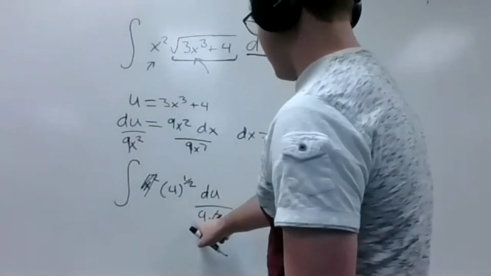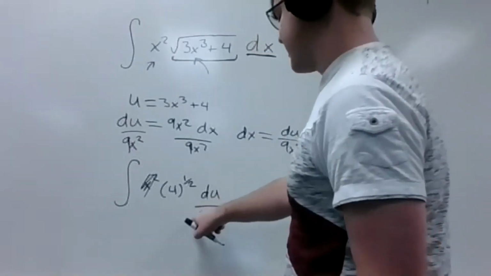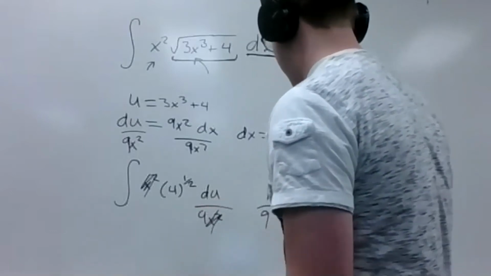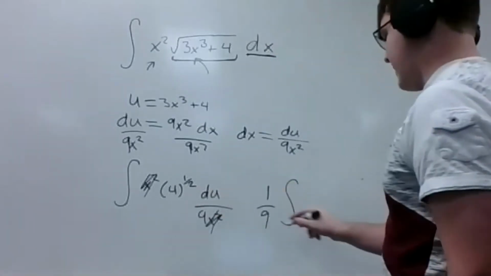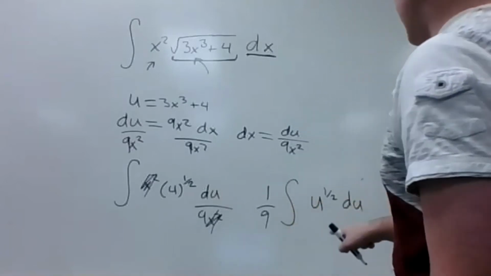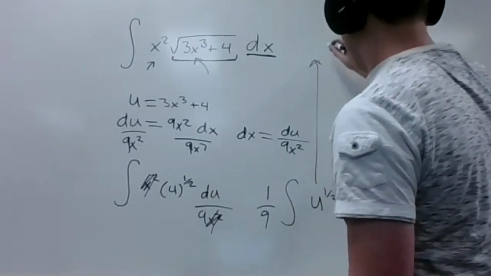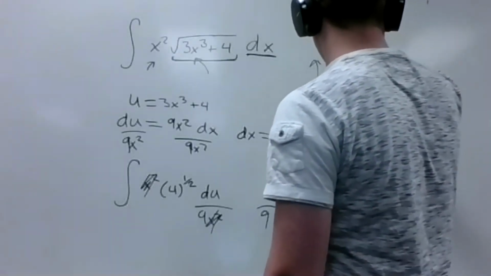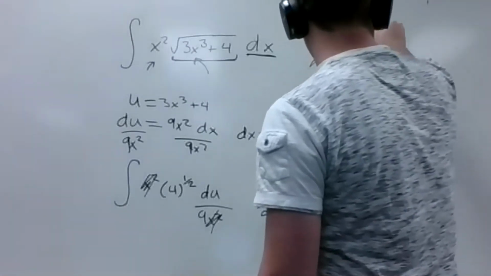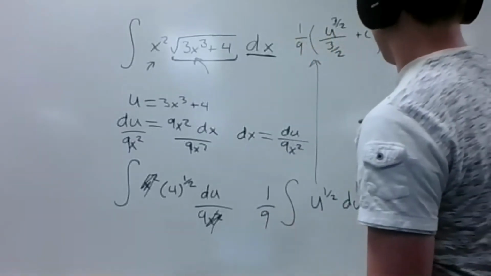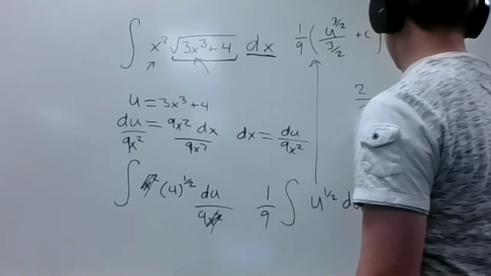Now in an integral, we can pull out constants. So to make this one even easier, we can pull this 1/9 out of our integral, and then we're just left with u to the 1/2 du. Then this becomes a simpler problem. If we integrate it, it'd be u to the 3/2 over 3/2 plus c, times 1/9. So that would be 2 over 27, I think.